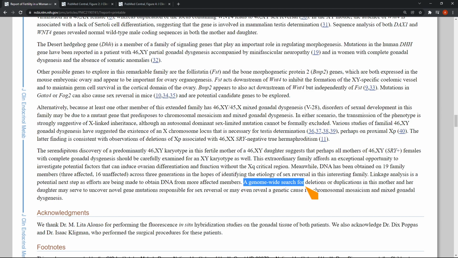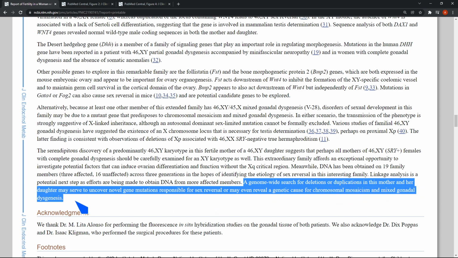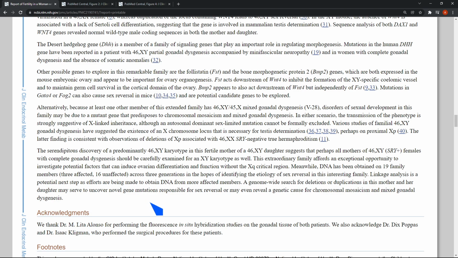A genome-wide search for deletions or duplications in this mother and her daughter may serve to uncover novel gene mutations responsible for sex reversal, or may even reveal a genetic cause for the chromosomal mosaicism and mixed gonadal dysgenesis. So this is saying they want to look at the entire genome. Maybe it isn't on the X chromosome. Maybe it's on chromosome 4. They don't know. But the possibility is there. They want to look at everything that they have, and I don't blame them.